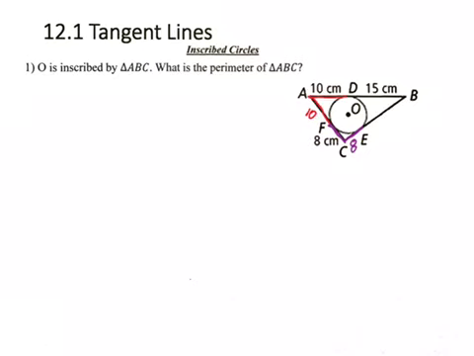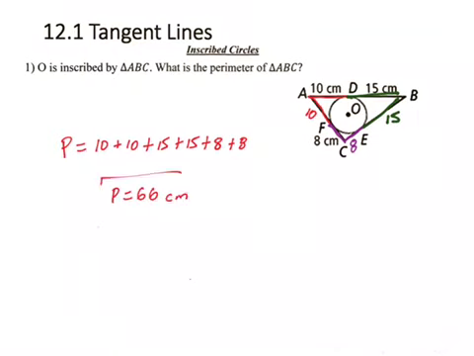And then on the other side, we've got DB and BE, which are congruent, so this would be 15. So now all we have to do to find the perimeter is add up all the sides. So 10 plus 10 plus 15 plus 15 plus 8 plus 8. And we're going to figure out that the perimeter of triangle ABC is just 66 centimeters.